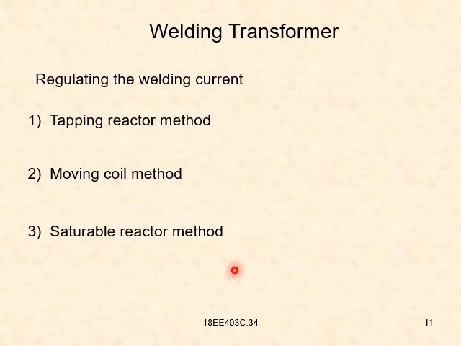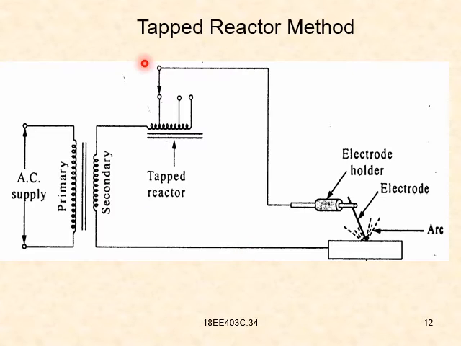Let us step into each method. Firstly, tap reactor method. The diagram is very simple as in the previous welding transformer. Same primary and secondary, where a tapped reactor is there over here with multiple number of tappings. We can change this tapping. By that we can control the welding.